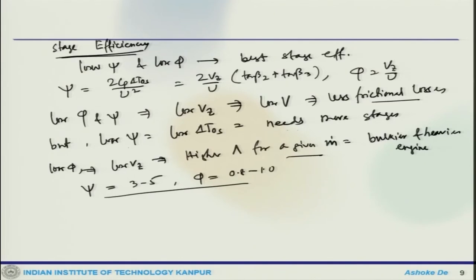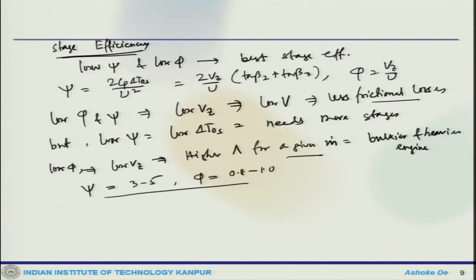Now, for industrial gas turbine, SFC is vital, so low phi, low psi is desired. And for the last stage, a low axial velocity and a small swirl angle alpha 3 are desirable to keep down the losses in the exhaust diffuser. Okay.